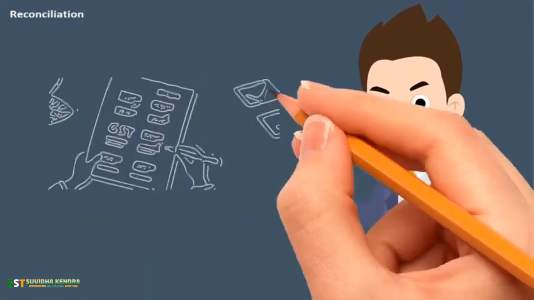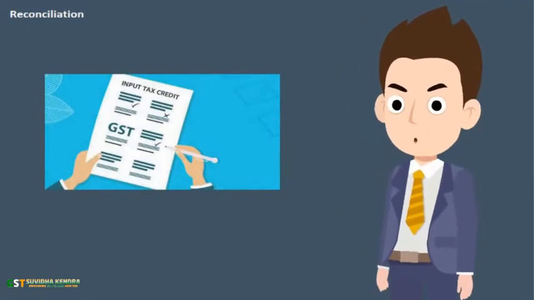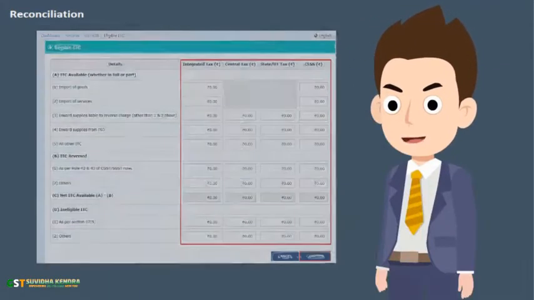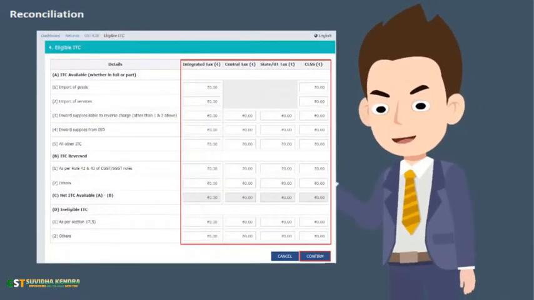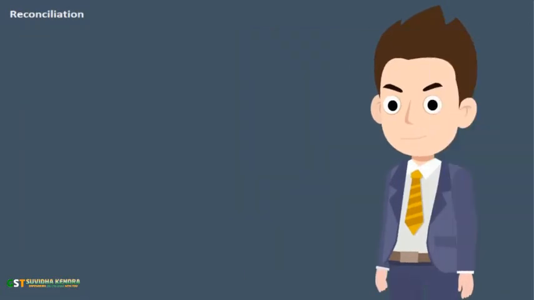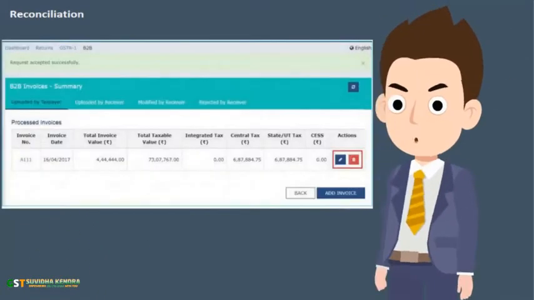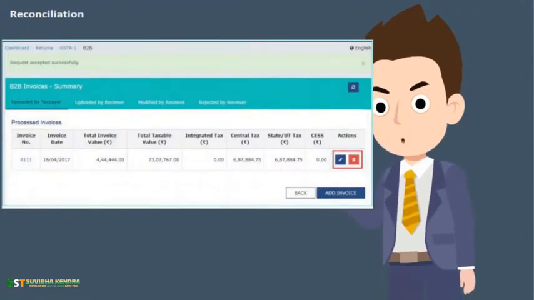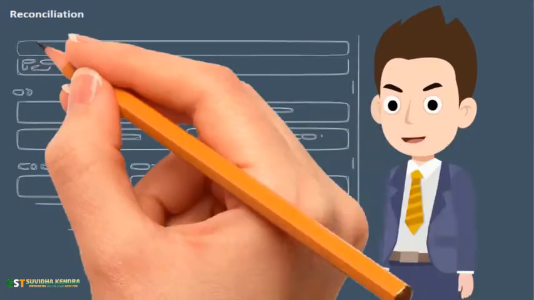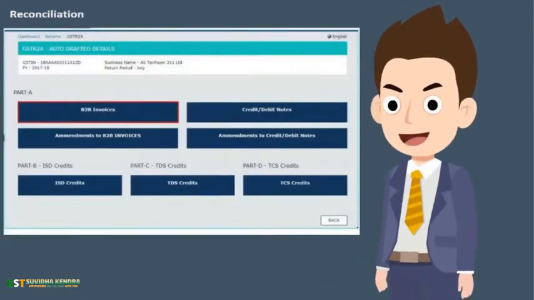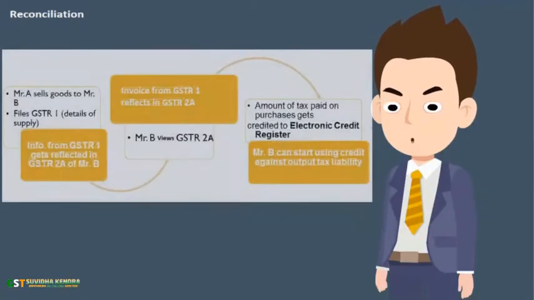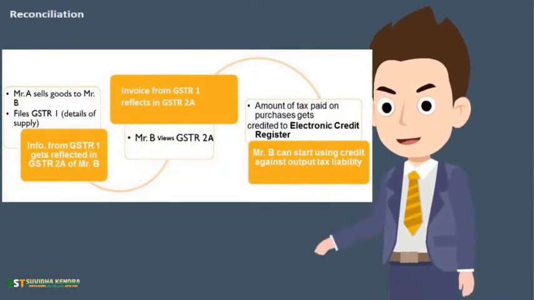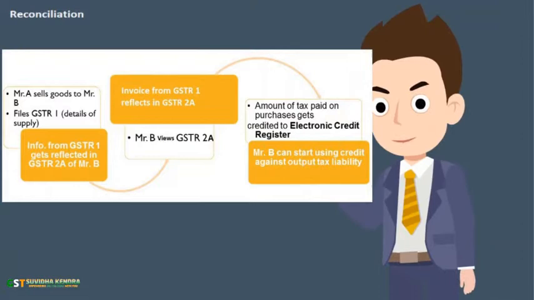When buyer and supplier enter into a B2B transaction, buyer pays GST to the supplier and claim it as input tax credit in GSTR 3B. Supplier has a duty to mention that invoice in GSTR 1. The invoices mentioned by supplier in GSTR 1 are reflected in GSTR 2A. Buyer can check GSTR 2A and GSTR 3B to identify the mismatch.